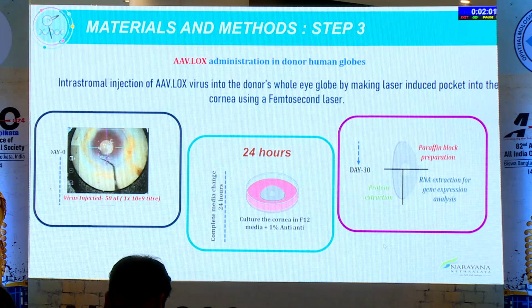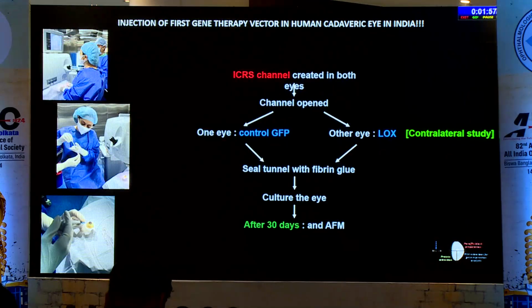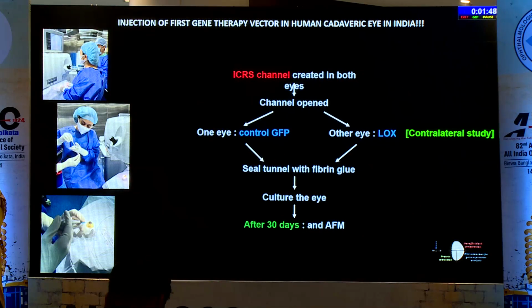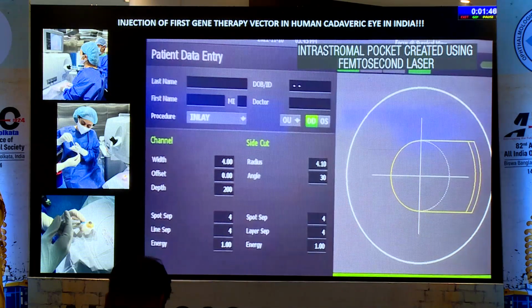So the third step was to see the different channels in cadaveric eyes, because at the end we have to do the gene therapy in humans. So we used the intracorneal ring segment channel, and in one eye again a control was injected and in the other eye lysyl oxidase was injected. And after 30 days we wanted to study the strength of the eye.